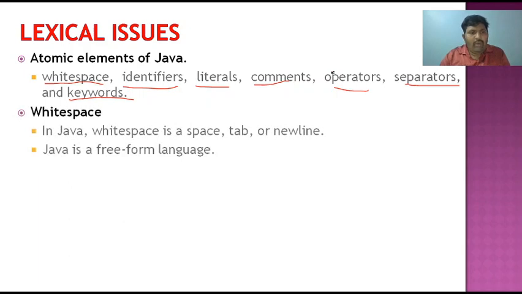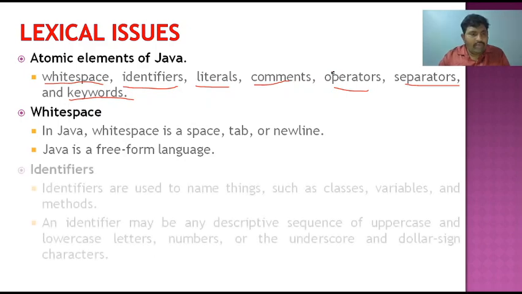So what is meant by white space? White space is a space given by your space bar, or a tab, \t, or \n. These are called white spaces in the Java programming language. Java is also called a free-form language. That is, it is not column-specific; it is not compulsory to write in a particular column. Wherever you want, you can write your words. If you give multiple spaces, it is considered as a single space only. So it's a free-form language.